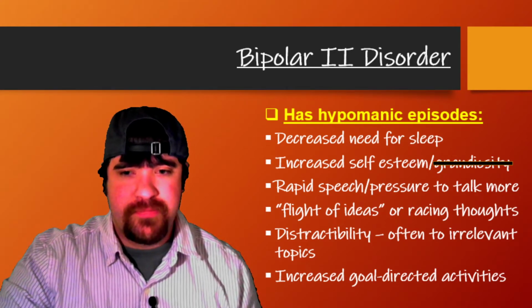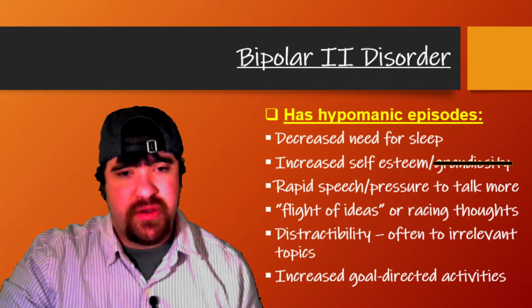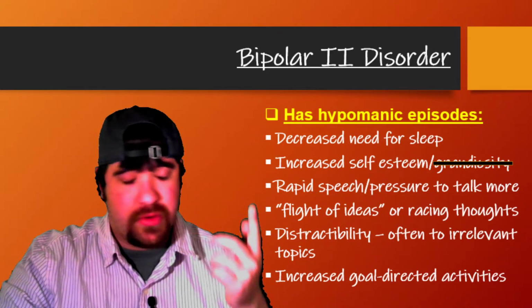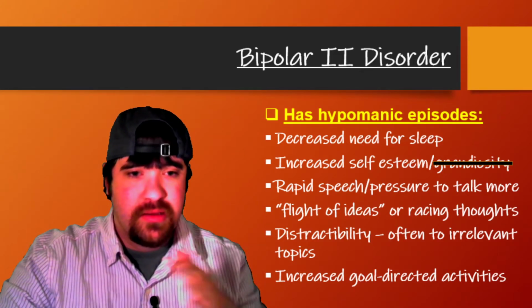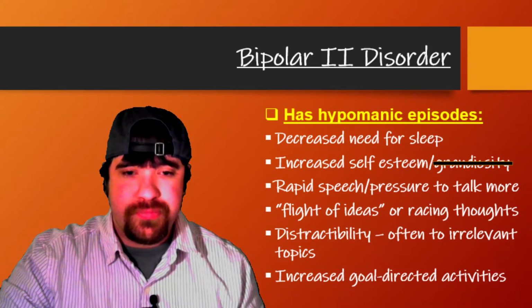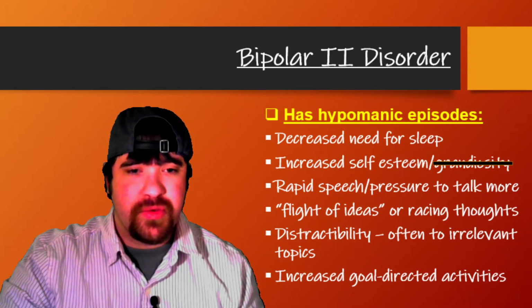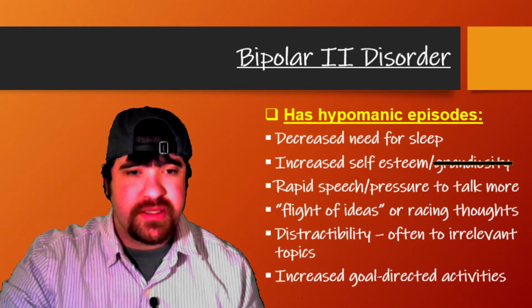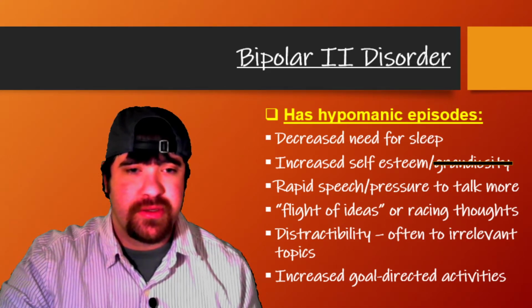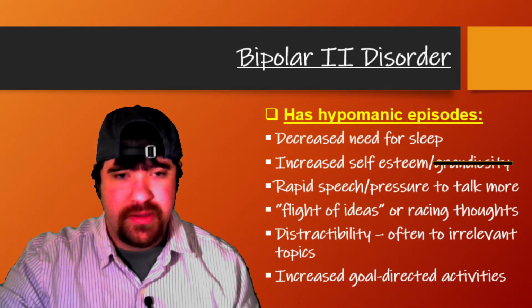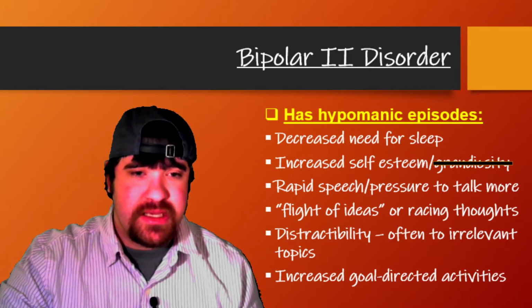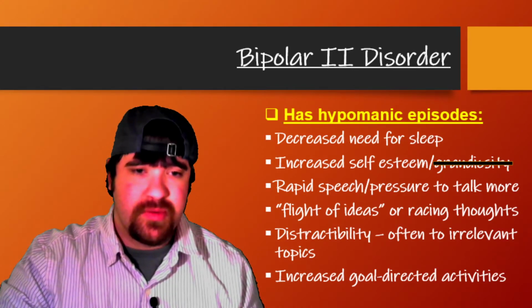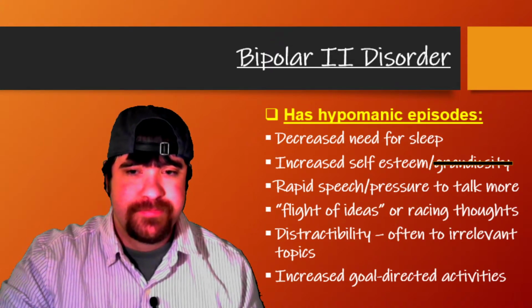But we still have the rapid speech. We still have the racing thoughts, the distractibility, bouncing from topic to topic very quickly. And again, we still have the increased goal-directed activities, so work production, general life production, things like that. But notice that we do not see psychosis as a criteria, because again, that is exclusive to bipolar I automatically.